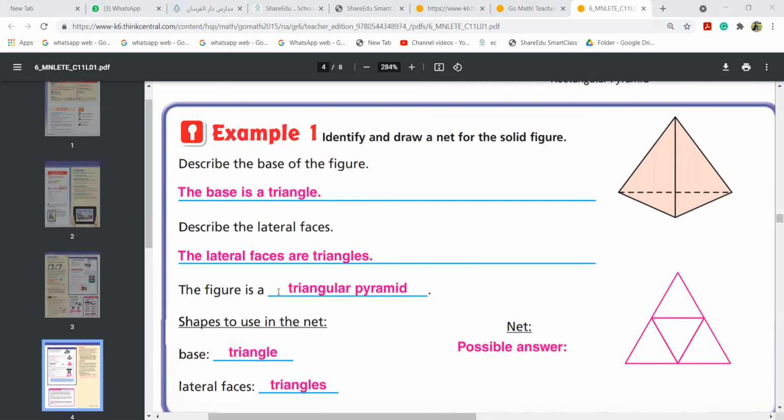Done? No, miss. No, miss. Finished or not yet?